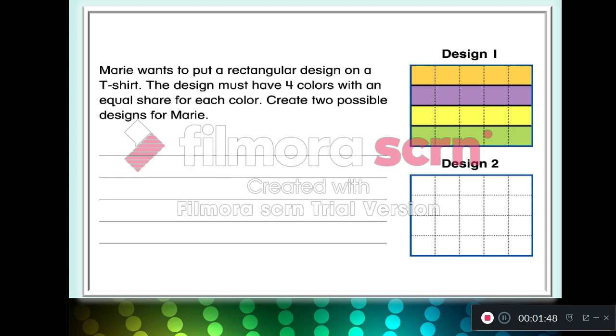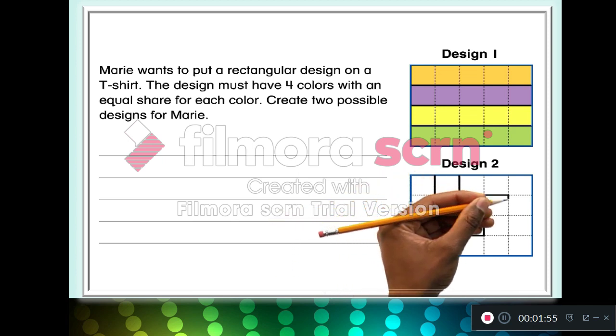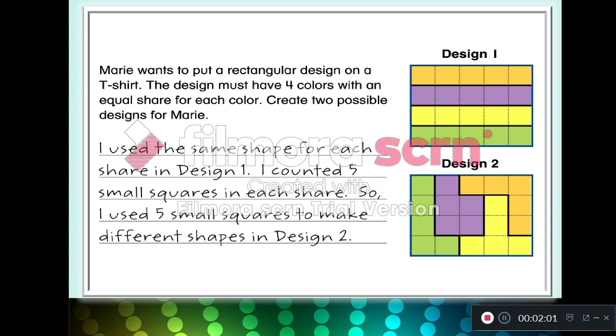Listen and look for other students who use what they learned from design 1 to make design 2. Using 5 squares for each share, they divide design 2 into equal shares that are different shapes. They know that each share in design 2 should be 5 squares, because the equal shares in design 1 are 5 squares each. These students are developing the ability to look for things that repeat in a problem, and to use what they learn from one problem to help them solve another problem. Being able to use repeated reasoning is a valuable skill that will help students solve a variety of problems effectively and efficiently.